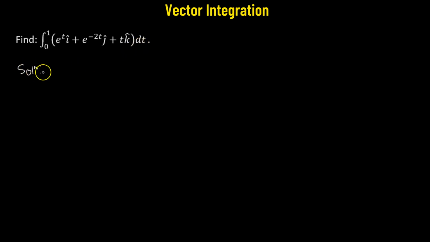So first, we will separate each of the individual components. That means we'll integrate the x, y and z components separately. So that will be the integration from 0 to 1 of e raised to the power of t dt. This is the x component, so we'll multiply it with i cap, plus we'll take the integration of the y component, so that will be the integration from 0 to 1 of e raised to the power of negative 2t dt.